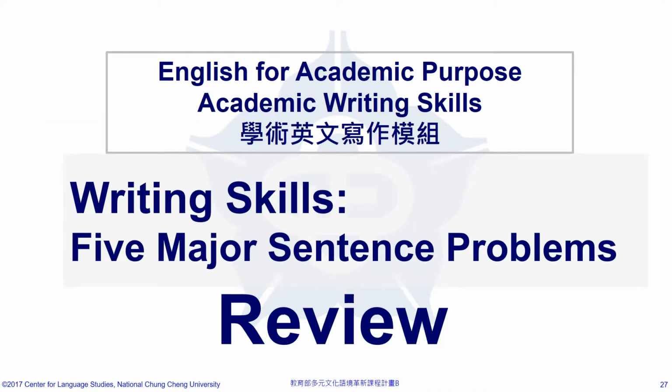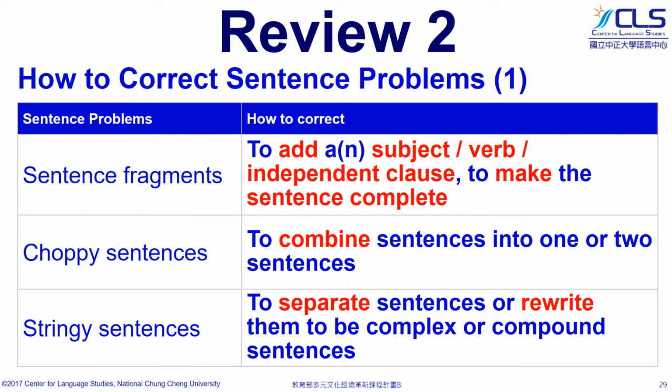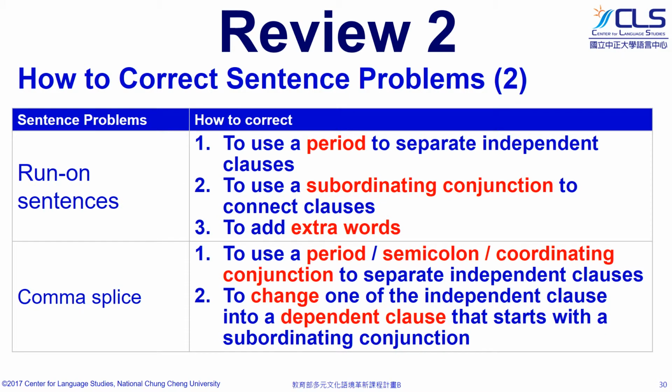Now, let's quickly review what we have learned. There are 5 common sentence problems, and their definitions are shown in the table. And we've also learned how to correct each sentence problem. Here are ways to correct sentence fragments, choppy sentences, and stringy sentences. And here are ways to correct run-on sentences and comma splice. So when we write, make sure we avoid writing these kinds of sentences or identify these sentence problems and correct them using the appropriate ways.